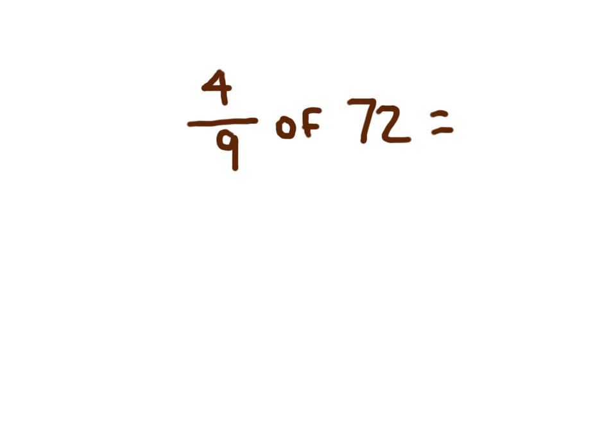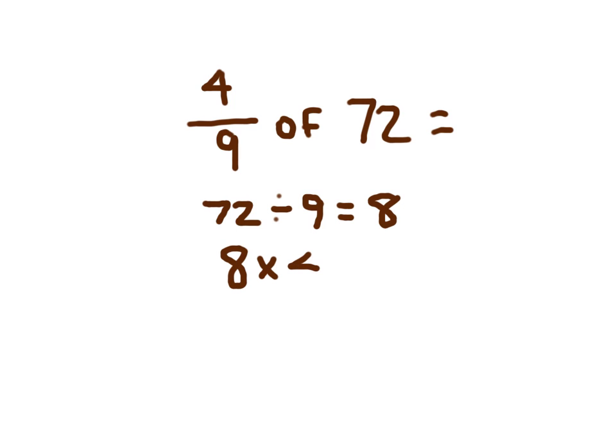4/9 of 72. Again, it's the denominator telling us how many parts we're dividing into. So we'll start with the division problem of 72 divided by 9, which equals 8. That's not our answer though, because 1/9 of 72 is already 8. We have to look at 4 of those 8s. That's why you take 8, multiply by 4 to equal 32. 4/9 of 72 is 32.